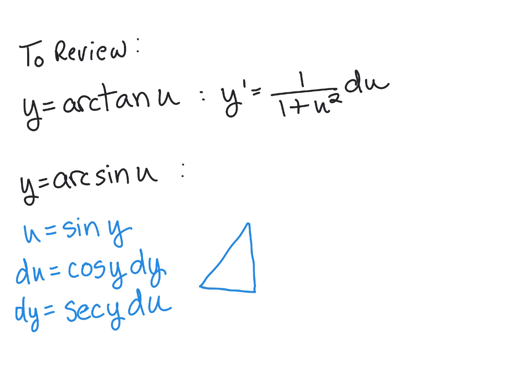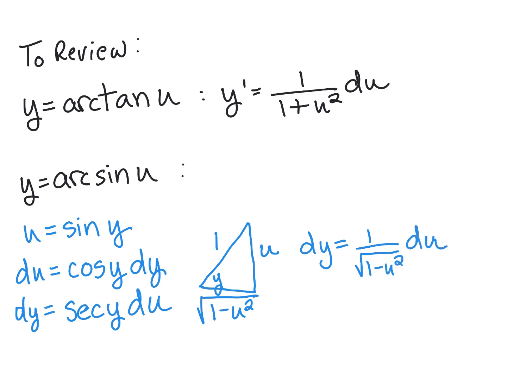y is the angle, and we're showing right here that the sine is u. That's u over 1. So u is the opposite, 1 is the hypotenuse. The other side will be subtraction: hypotenuse squared minus that side squared. Now we need the secant of y. Well, the cosine of y is going to be the square root over 1. So the secant will be 1 over the square root du. And now we have the derivative of the arcsine of u.